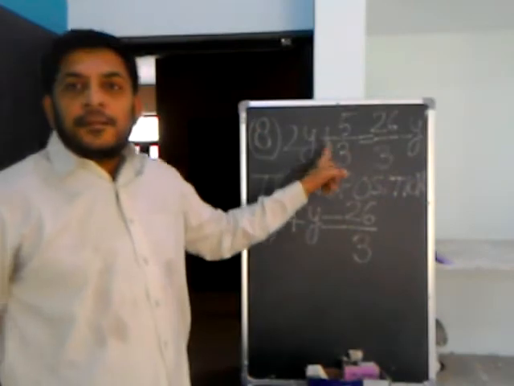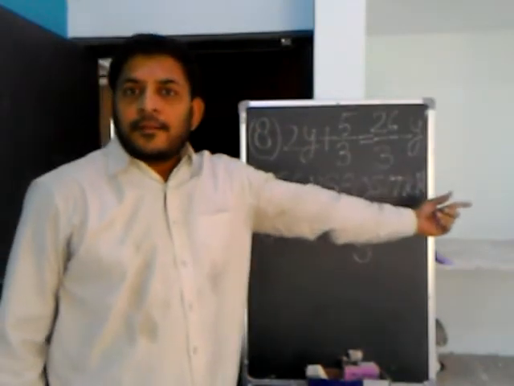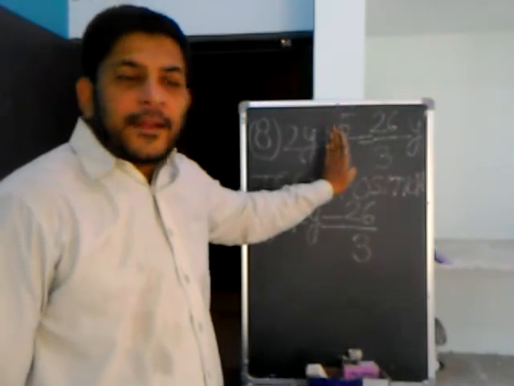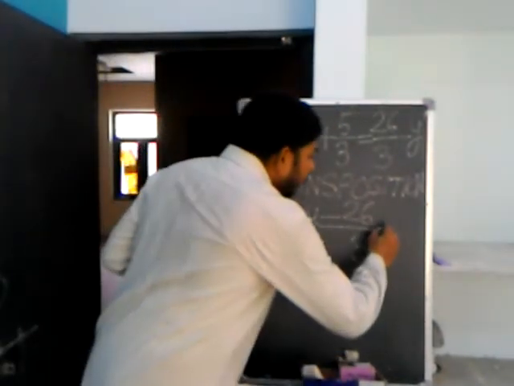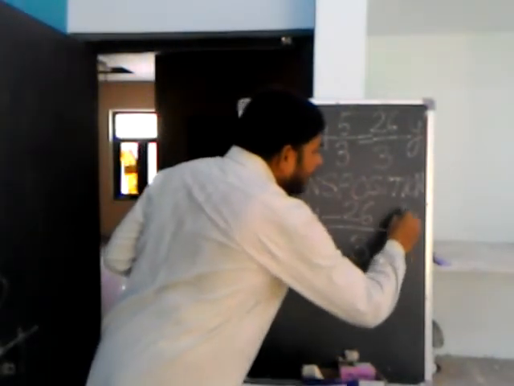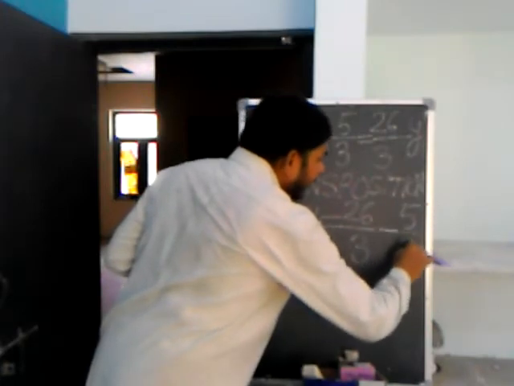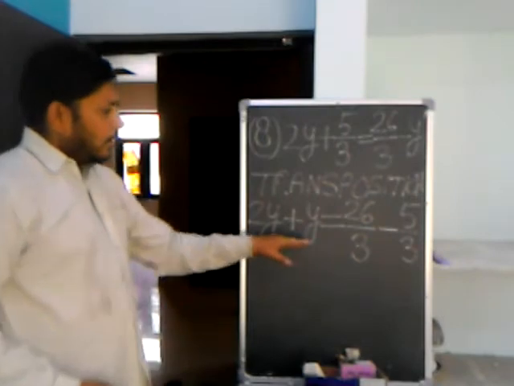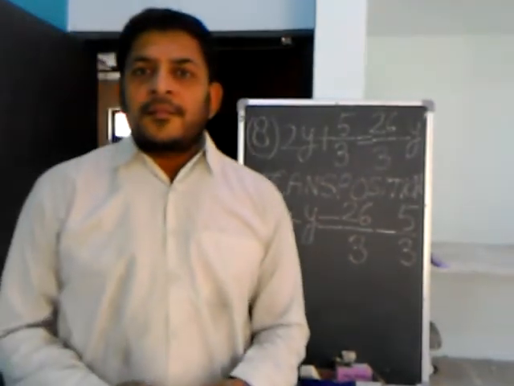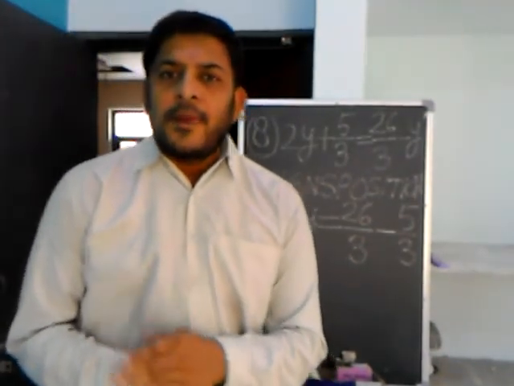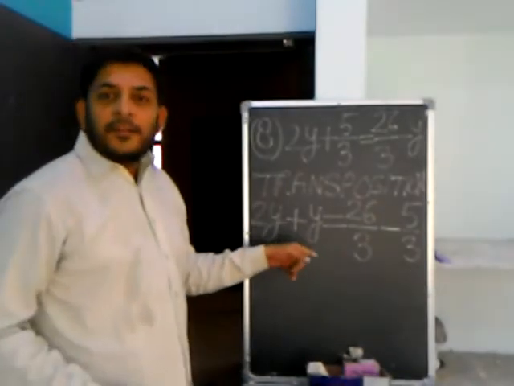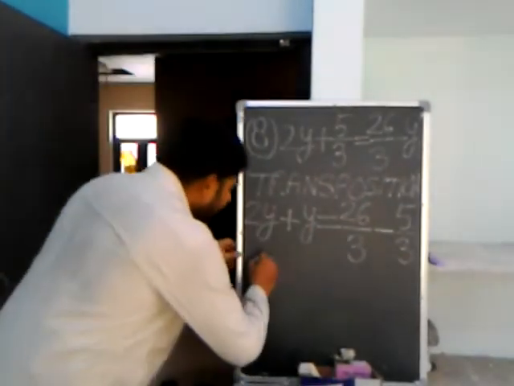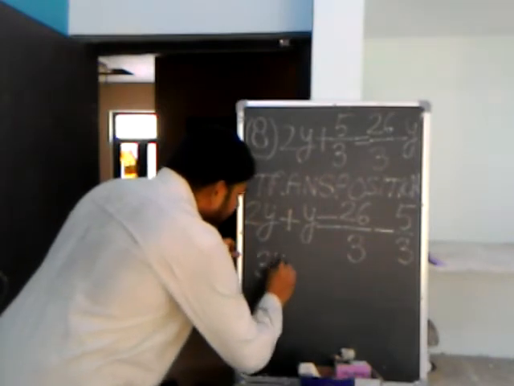and 5 by 3 is going to the right side and it is having a positive sign, so it will turn to a minus sign and it will become minus 5 by 3. Now on the left hand side I have no problems because these are simple whole numbers. So 2y plus y, 2 plus 1, 3, both are the same, so here it becomes 3y.